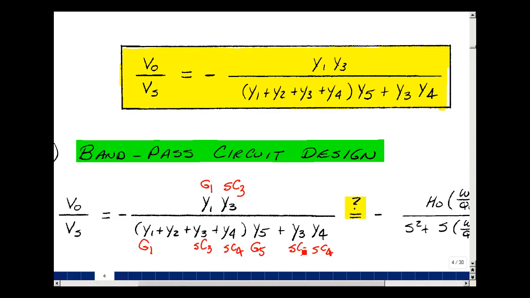So I've got S squared, S to the 1, S to the 1, S to the 0. So this could be either a resistor or a capacitor, but a capacitor is a little more expensive than a resistor, so I'll pick this to be a resistor. We can do the same technique for a low-pass or a high-pass circuit. Let me go back to full size again.